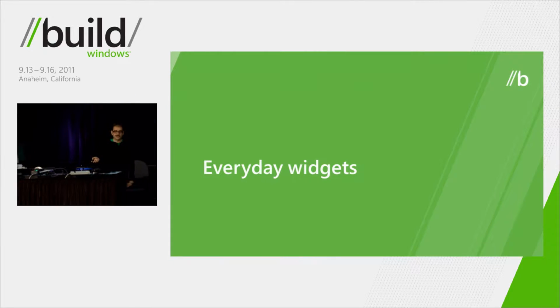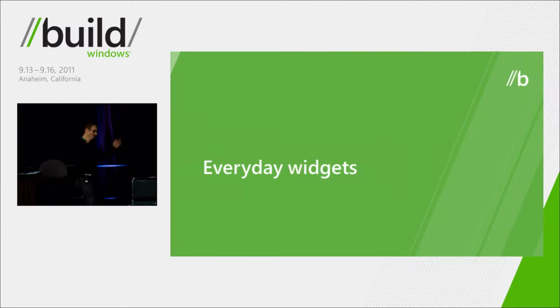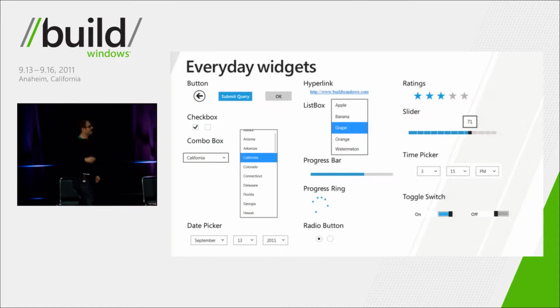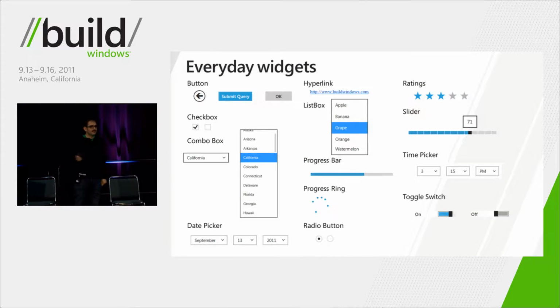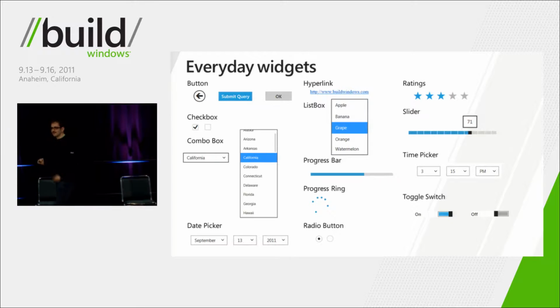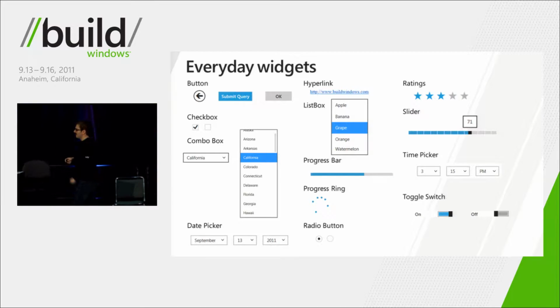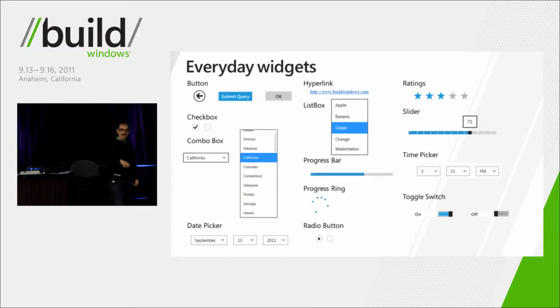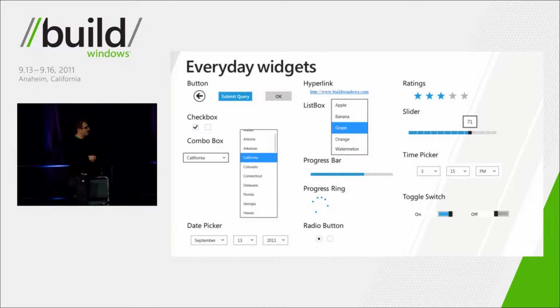All right, everyday widgets. This is the word we used for the set of all the little doodads and gadgets and gizmos that you use all over the place in your apps, things that are represented on this slide. Buttons and combo boxes and sliders and progress bars and progress rings and toggle switches and checkboxes and so forth. This is the set of everyday widgets that we're making available.